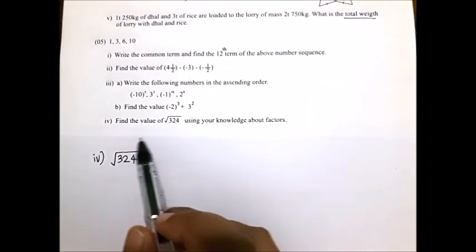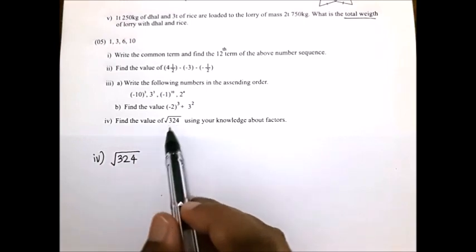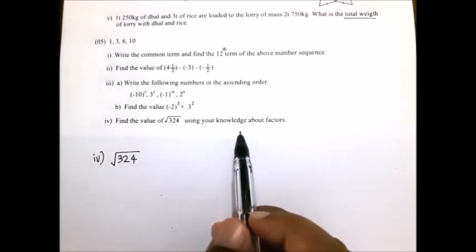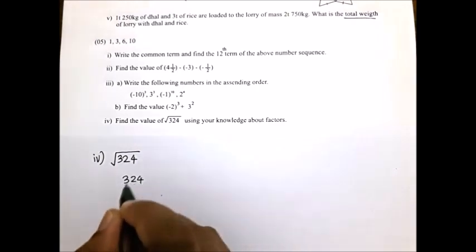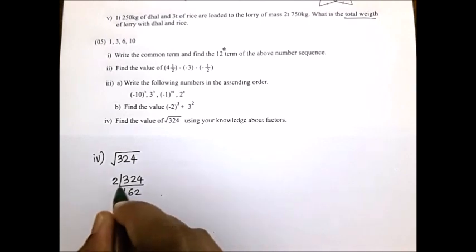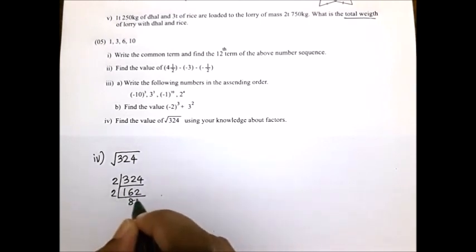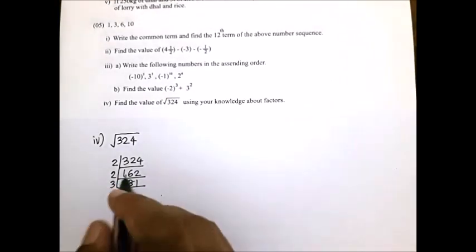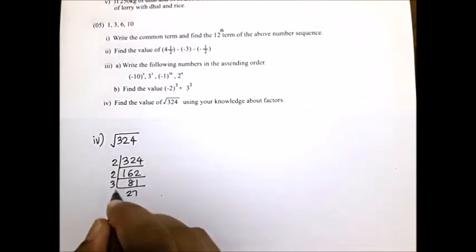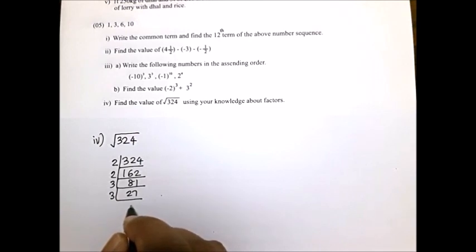Fourth part. Find the value of square root 324 using knowledge of factors. First divide 324 by prime numbers. Divide by 2, 162. Again divide by 2, 81. Divide by 3, 27. Divide by 3, 9. Divide by 3, 3. Again divide by 3, 1.